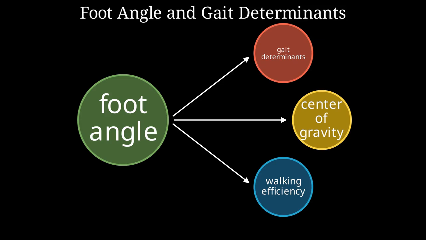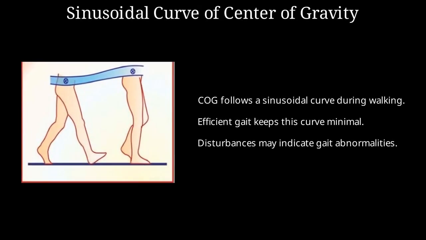Determinants of gait include lateral pelvic tilt, knee flexion, knee-ankle-foot interaction, pelvic rotation, and physiological valgus of the knee. These help minimize vertical and lateral movement of the center of gravity, COG, for efficient walking. During walking, the vertical displacement of the COG creates a sinusoidal curve. Proper gait determinants keep this curve minimal, ensuring efficient movement. Disturbances in this curve can indicate pathology.